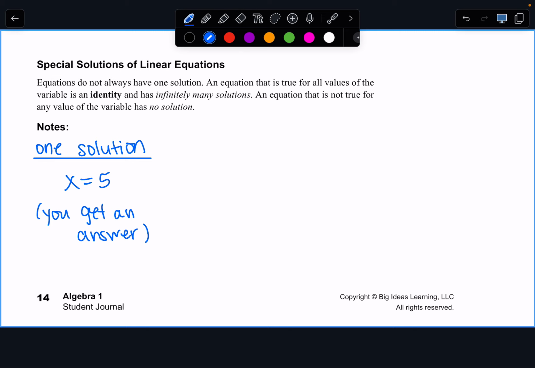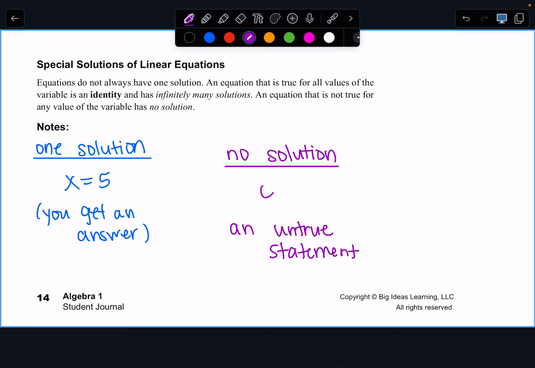Now, sometimes you're not going to get an answer at all. You're going to get no solution. There is not a single value that we can plug in and it makes sense. So what's going to happen is your variables are going to disappear and you're going to get an untrue statement. Like maybe you get something like 0 equals 5. When is 0 equal to 5? Never. There is not a solution.